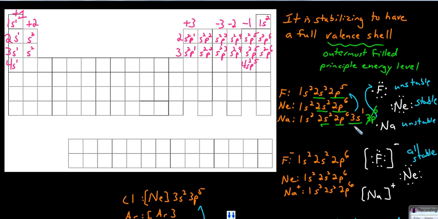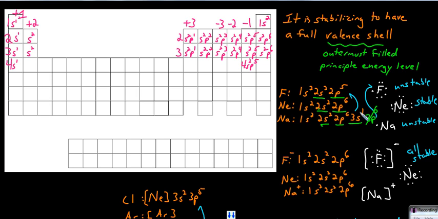And so sodium, it will become more stable to lose this electron, and fluorine, it will become more stable to gain an electron, and so sodium will send an electron over. It will send this electron from the 3s subshell to fluorine's 2p subshell.